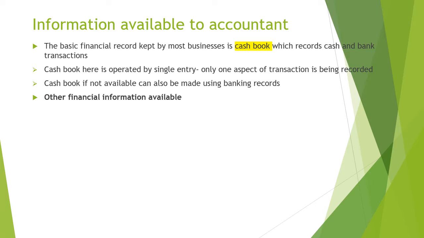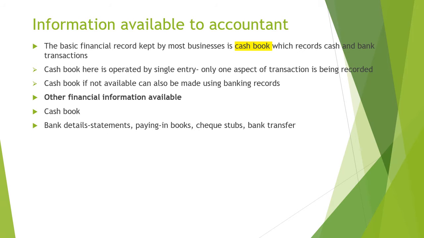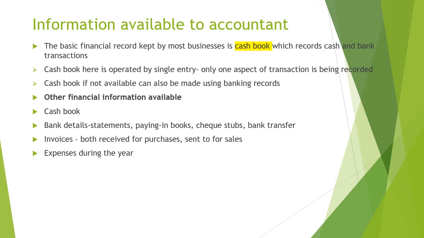The cash book, if not available, can also be made using banking records. Other financial information available: bank details, statements, paying-in books, cheque stubs, bank transfers, invoices both received for purchases and sent out for sales, expenses during the year, trade payables and trade receivables.